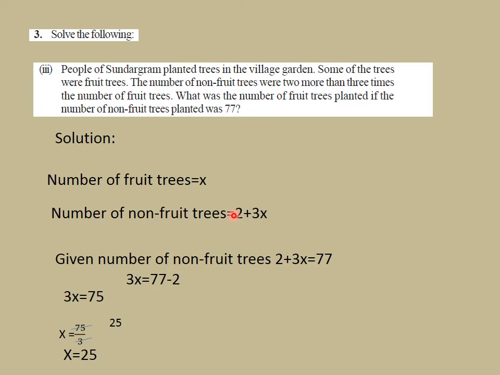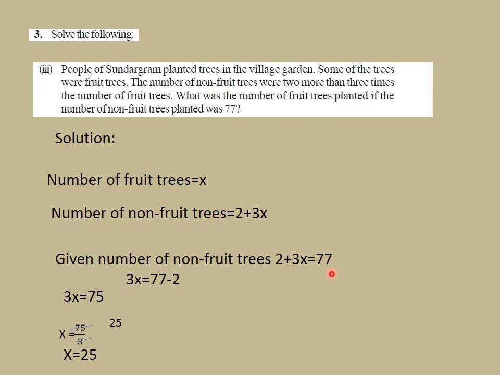What was the number of fruit trees planted if the number of non-fruit trees planted was 77? The number of non-fruit trees is 77. So 2 plus 3x is equal to 77. And what do we have to find out? What was the number of fruit trees planted? The number of fruit trees is equal to x. So we need to find the value of x.